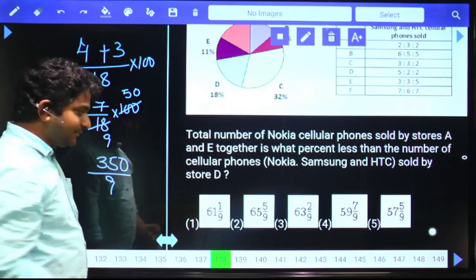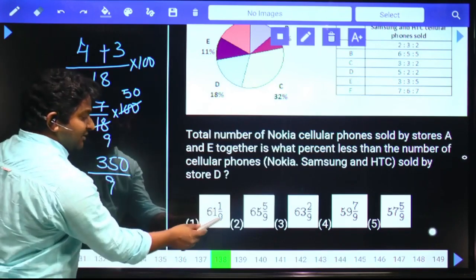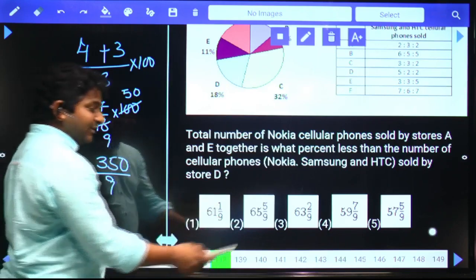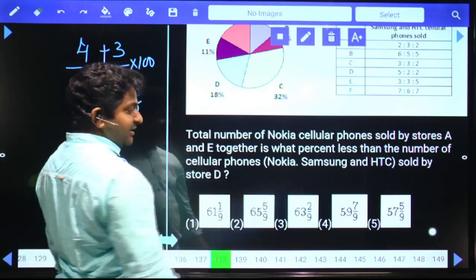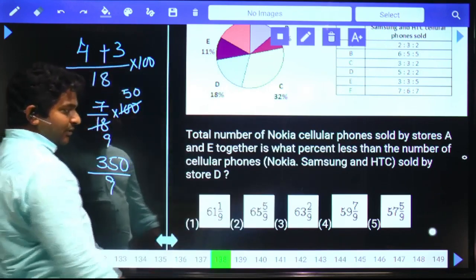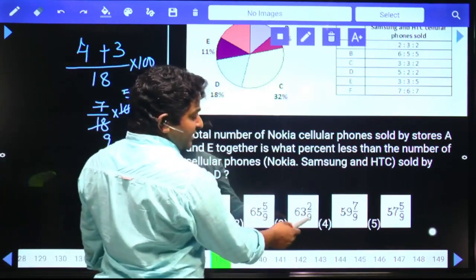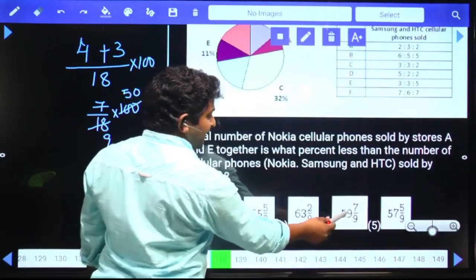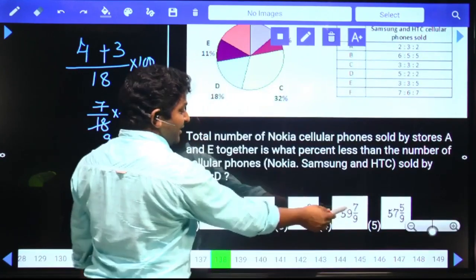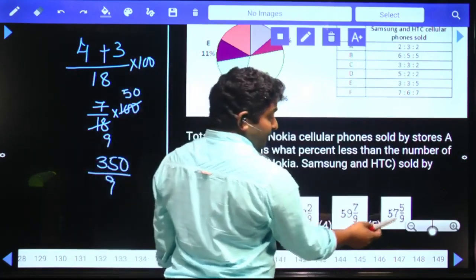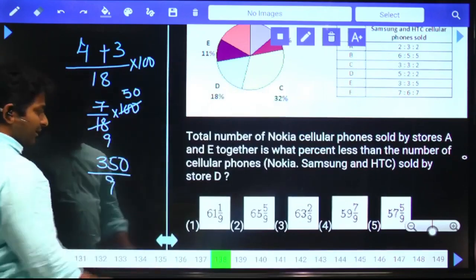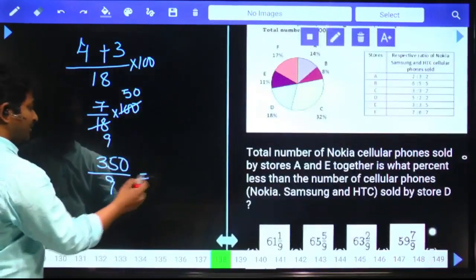Let's verify that. 6 into 9, 1 into 9 plus 1 ends with 0. 5 into 9 plus 5 ends with again 0. 9 3s are 27 plus 2, not ending with 0. This cannot be your answer. 9 9s are 81 plus 7. This is not ending with 0. And this is also not ending with 0. Okay, now let's calculate. No problem.